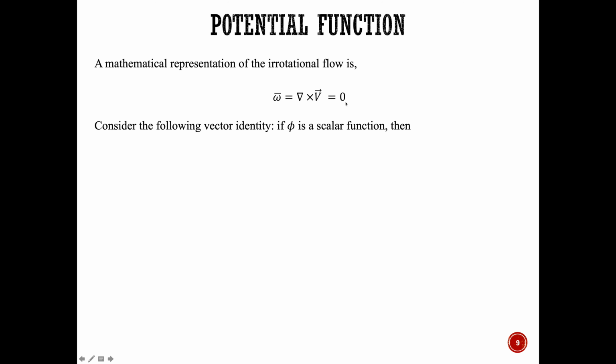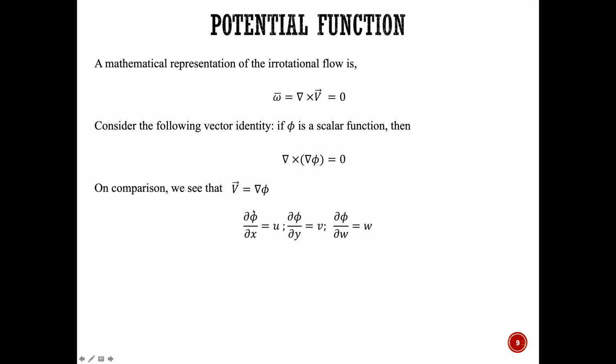So again, as you know, we talked about vorticity in the class, right? Vorticity is basically the curl of the velocity vector, and for irrotational flow, that's equal to 0, right? Now consider a vector identity. If psi, this function, is a scalar, then the curl of the gradient of the scalar function equals 0, right? So that means that just by comparison, we can see that the velocity vector equals the gradient of psi, a scalar quantity, right? So expanding that, all that means is that dou psi by dou x equals u, dou psi by dou y equals v, dou psi by dou z equals w, right?